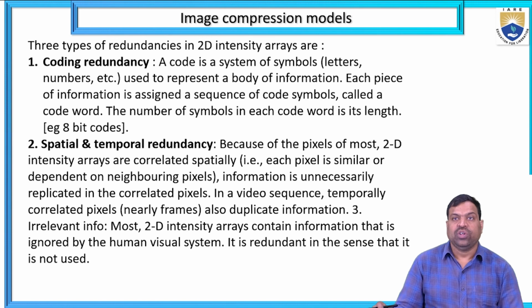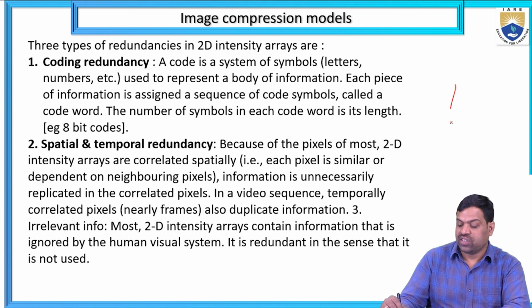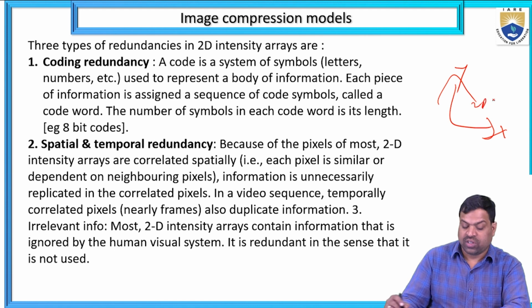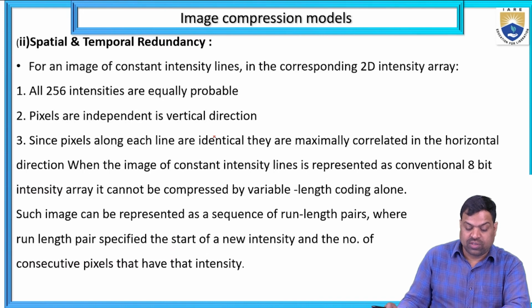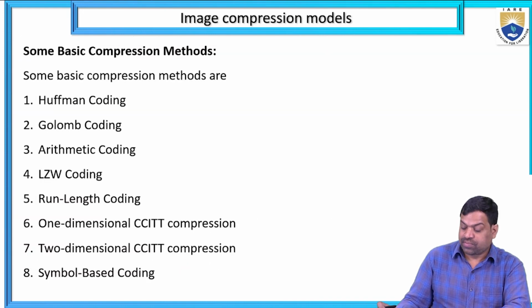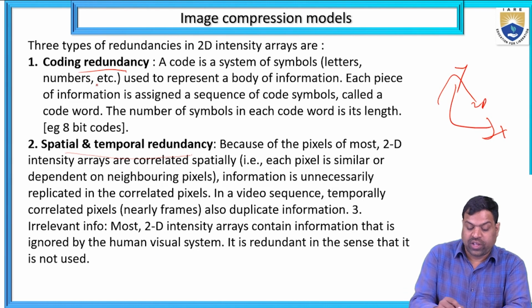So in the 2D system, there are three types of redundancies in 2D intensity arrays. Why 2D? Because it is two-dimensional. They are coding redundancy, spatial and temporal redundancy, and irrelevant information. So we are going for the coding redundancy first.